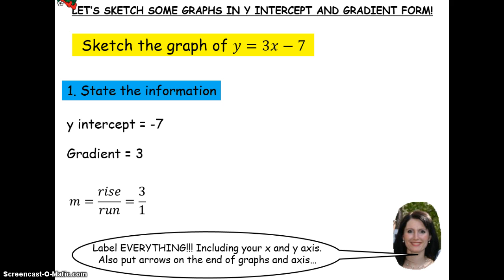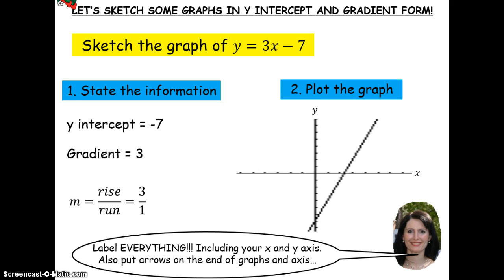Gradient is rise over run, so let's write that 3 in a fraction. Anything divided by 1 is going to be itself, so 3 divided by 1 is 3. 3 written as a fraction is therefore 3 over 1. And it's handy because it tells us what the rise and run are. We can now plot the graph.